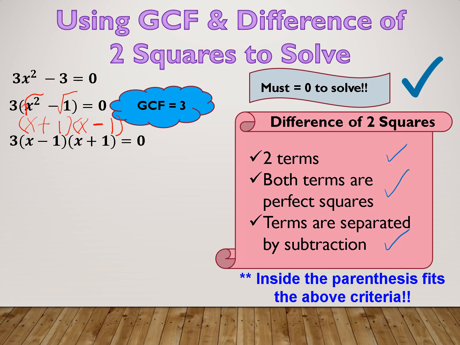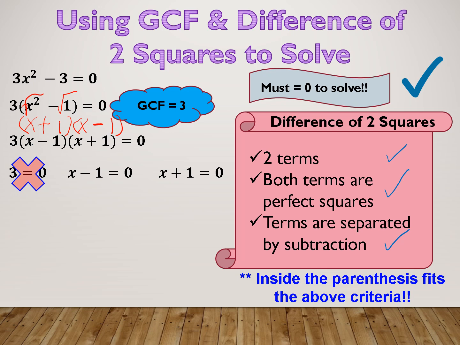Okay, so back to this. We have 3 times x minus 1 times x plus 1 equals 0. So we're going to set each piece equal to 0. So I have 3 equals 0, x minus 1 equals 0, x plus 1 equals 0. Well, will 3 ever equal 0? No. So he's out of here.